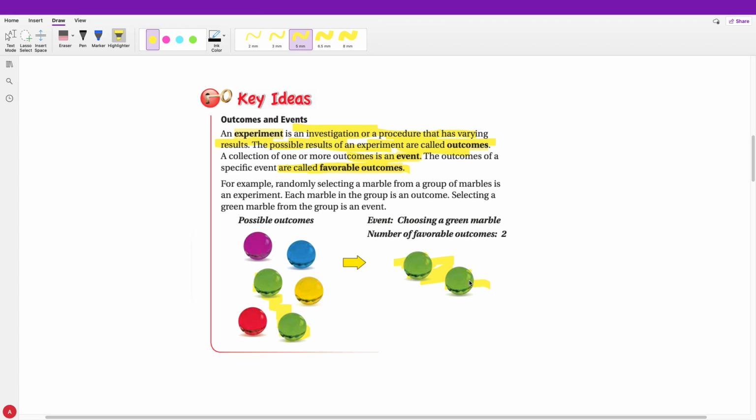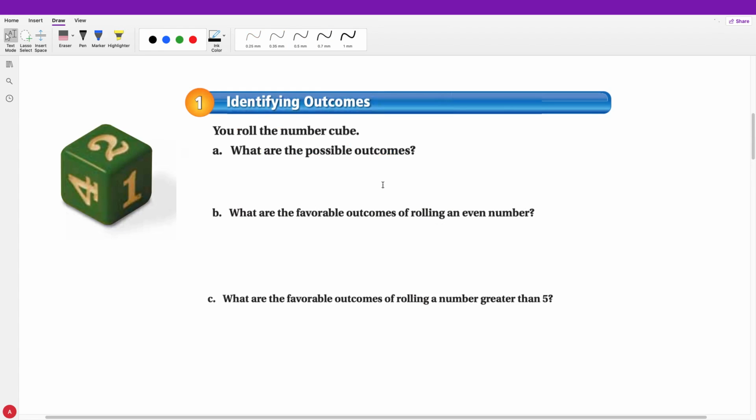And a lot of times when we talk about this in class, we're going to say, well, what would happen if this takes place? So our favorable outcome is also something that we are looking to happen at times as well. All right, let's go through a couple examples of being able to list our outcomes, discuss our favorable outcomes before we get into probability. All right, so we're going to go through and identify all the different things that we can here. So it says identifying outcomes.